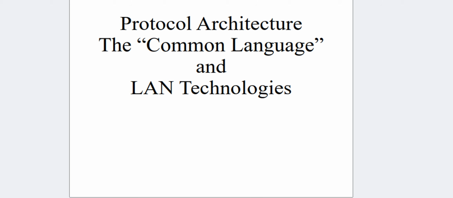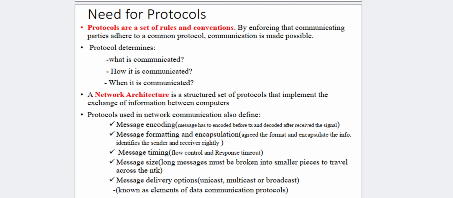Protocol architecture, the common language and LAN technologies. Need for protocols. Protocols are a set of rules and conventions. By enforcing that communicating parties adhere to a common protocol, communication is made possible. Protocol determines what is communicated, how it is communicated, when it is communicated.